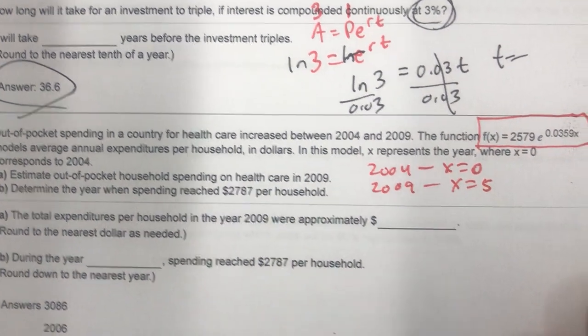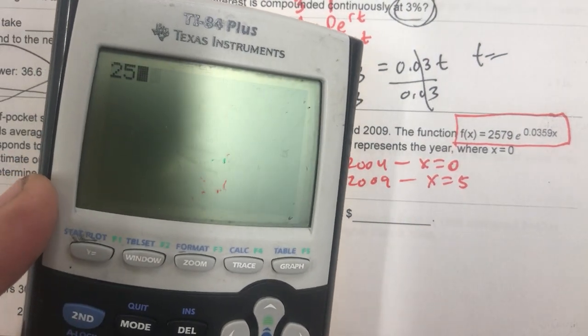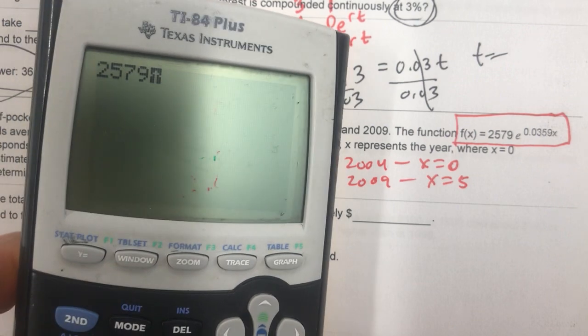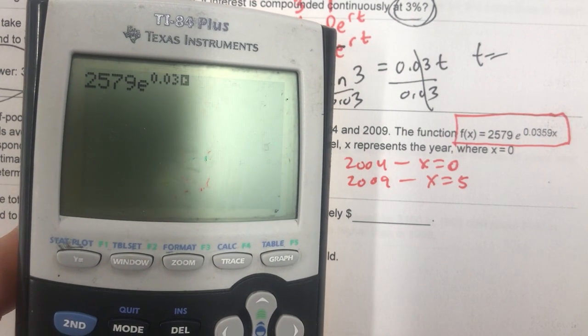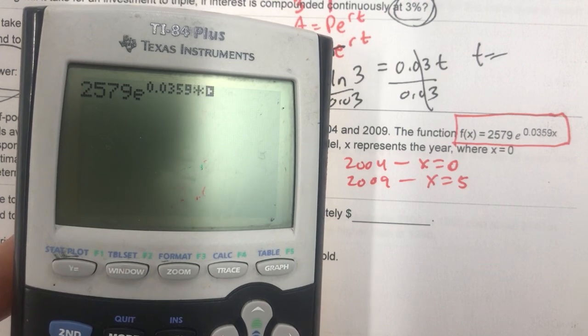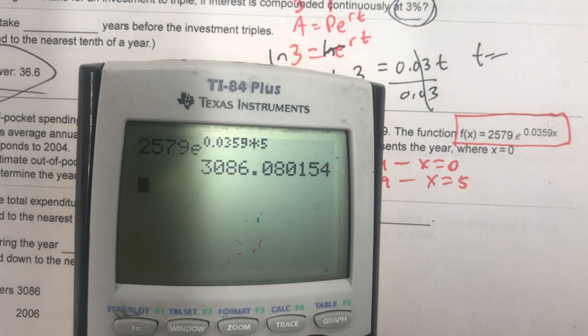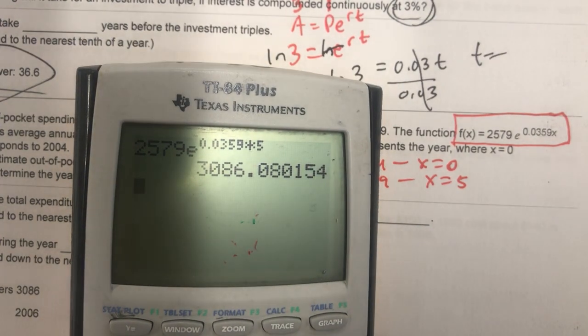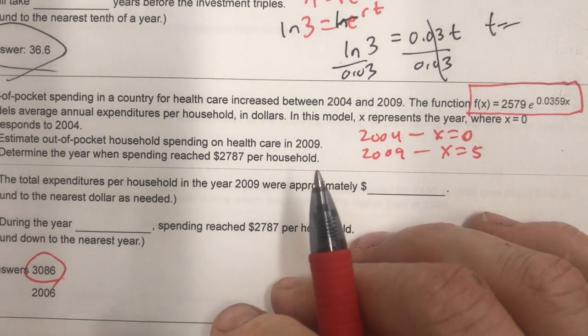I just subtract those. So I'm going to put 5 in the equation there. So that's the same thing we've been doing here. So I'm just going to do 2579, and then we'll do E to the power of 0.0359 times 5. And I get 3,086.08, which is around the nearest dollar, 3,086. So we're in good shape. We got that right.